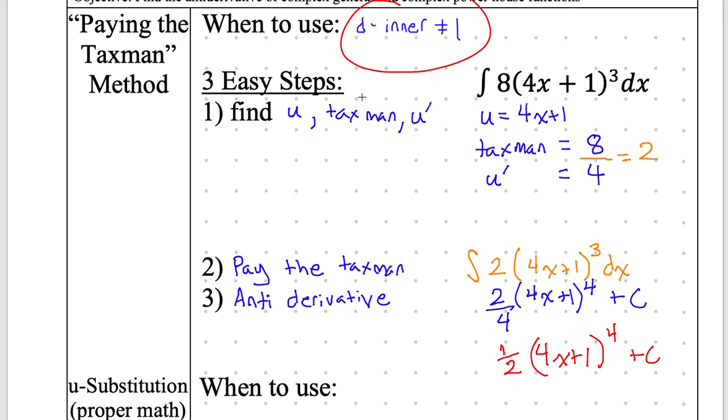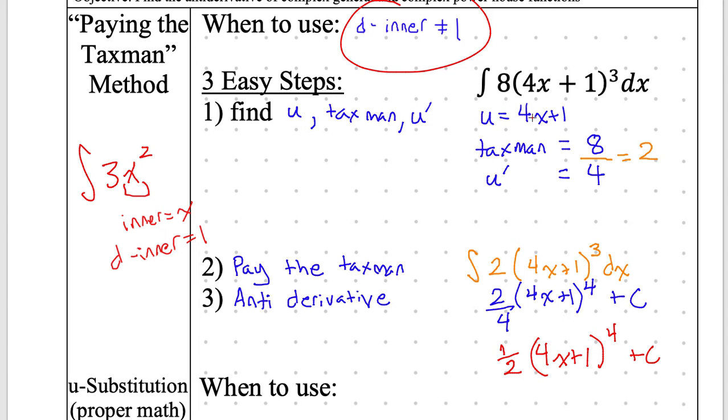Wait, so from now on, we always have to use Taxman for everything? Well, for example, if I take the integral of 3x squared, do I need to use Taxman? No. Why? Because they don't have an inner. Well, the inner is x, so my dinner is 1. The inner here is x. My dinner is 1, because the inner is just x. Take the derivative of the inner. Derivative of x is 1. Oh, okay. Gotcha. So basically, use Taxman whenever you have some inner that's not x.